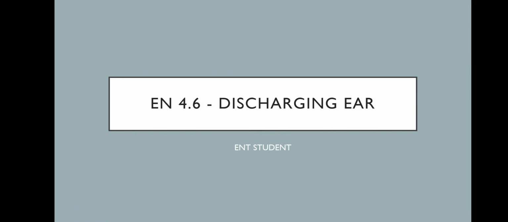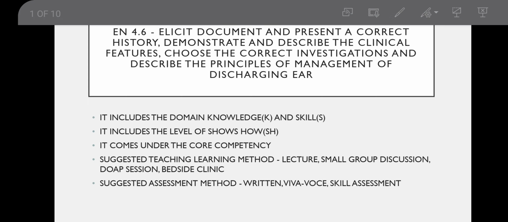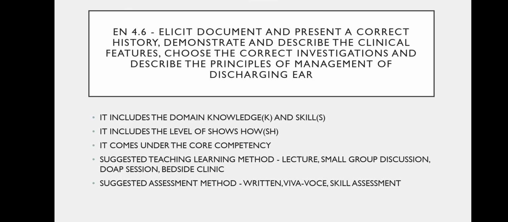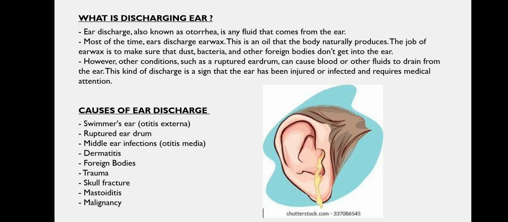Let us discuss EN 4.6, which is discharging ear. EN 4.6 is to elicit, document and present a correct history, demonstrate and describe the clinical features, choose the correct investigations and describe the principles of management of discharging ear. It includes the domain knowledge and skill. It includes the level of shows how. It comes under the core competency. Suggested teaching learning method: lecture, small group discussion, DOAP session and bedside clinic. Suggested assessment method: written, viva voce and skill assessment.